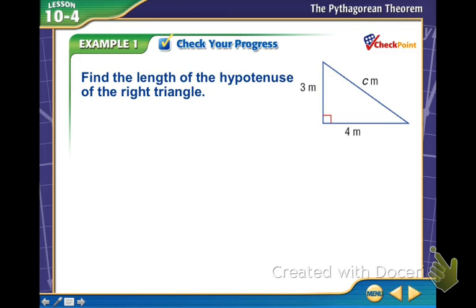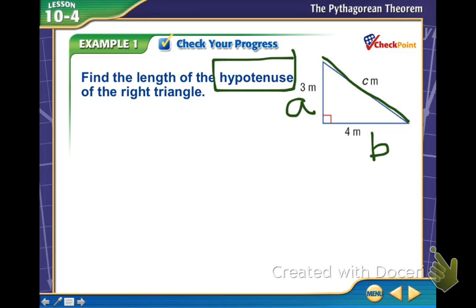Okay, let's find the length of the hypotenuse of this right triangle. Again, the legs are the two, the a and b, attached to the right angle, where the c is going to be your hypotenuse, the longest side of the triangle. Okay, pause the video and try this one.